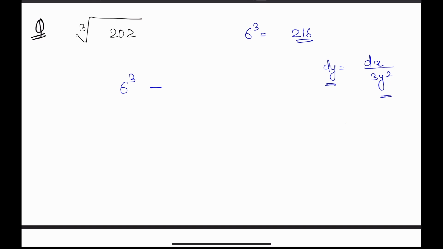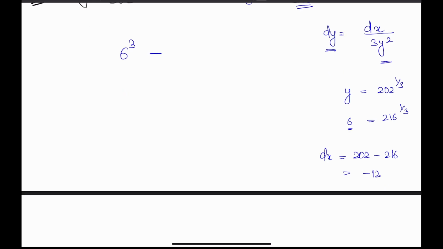We know that y equal to 202 to the power 1 by 3. We know 6 equal to 216 to the power 1 by 3. And we know that y is 6. So dx will be 202 minus 216.